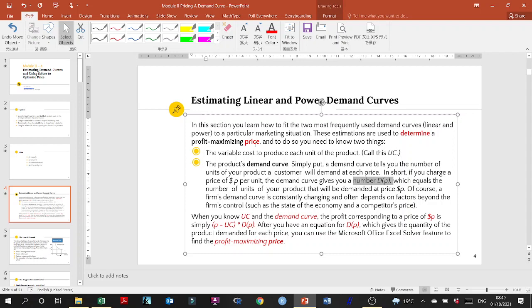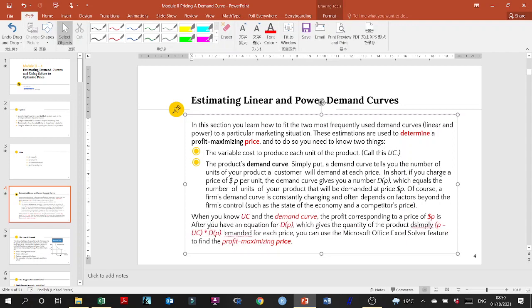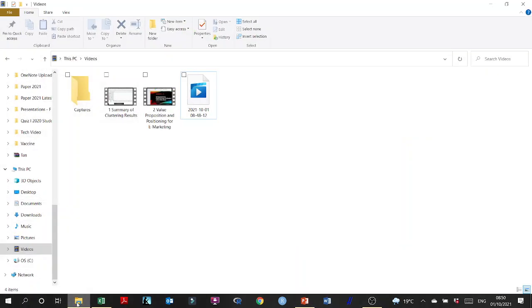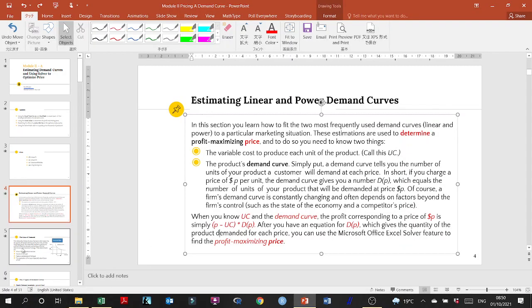All right, so how about the profit? The objective is to maximize the profit. What is the formula for profit? The equation for profit is price minus the unit cost. This would be the profit per unit, multiplied by the number of units sold. So now we know that the profit is price minus unit cost times the quantity sold.